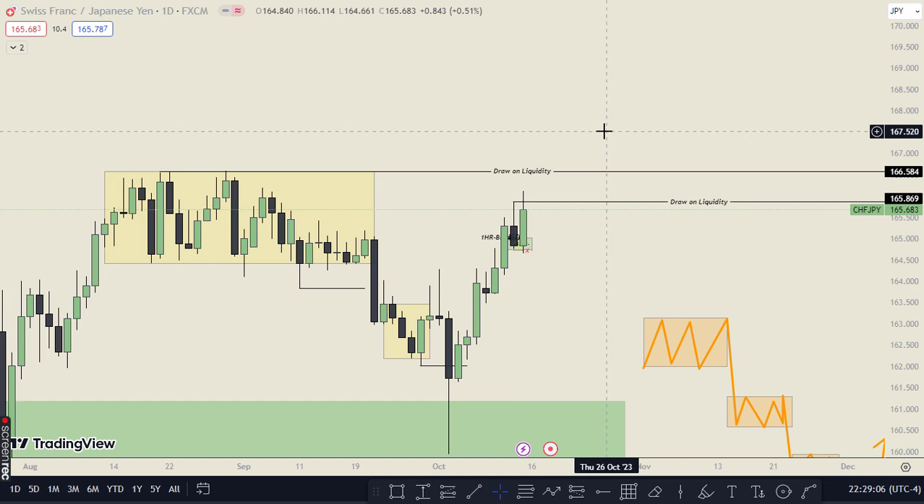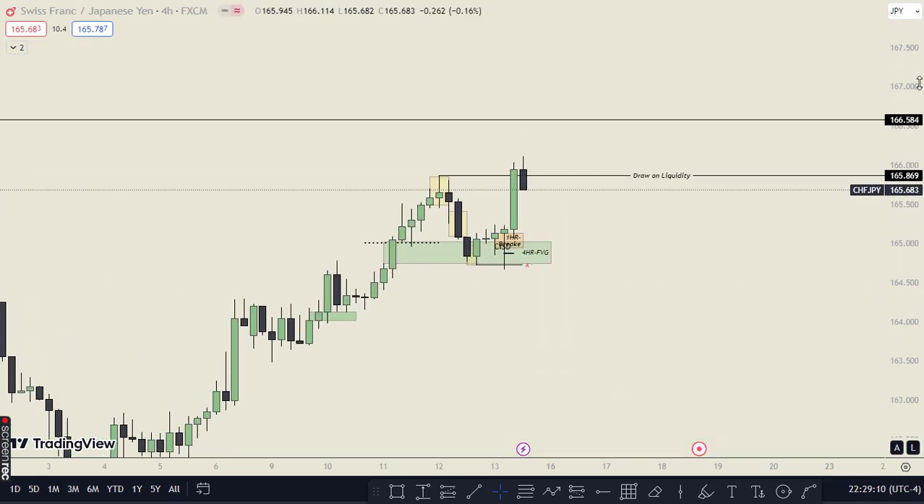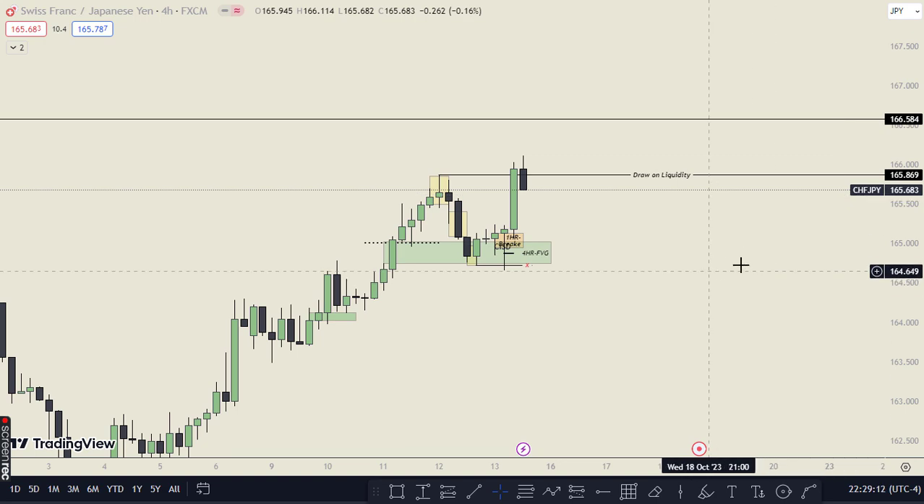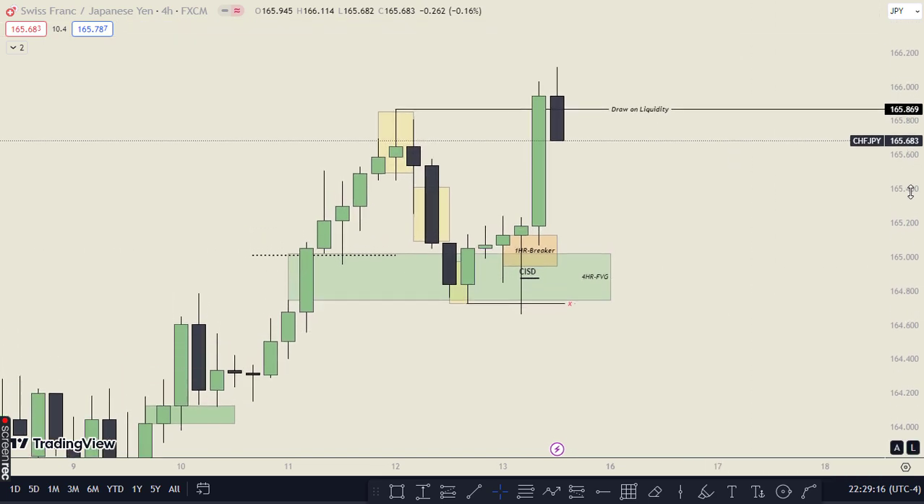And now let's move on to another time frame, and let's see what the market is telling us on this particular time frame. So we have here the 4 hour, right? And what do we see?